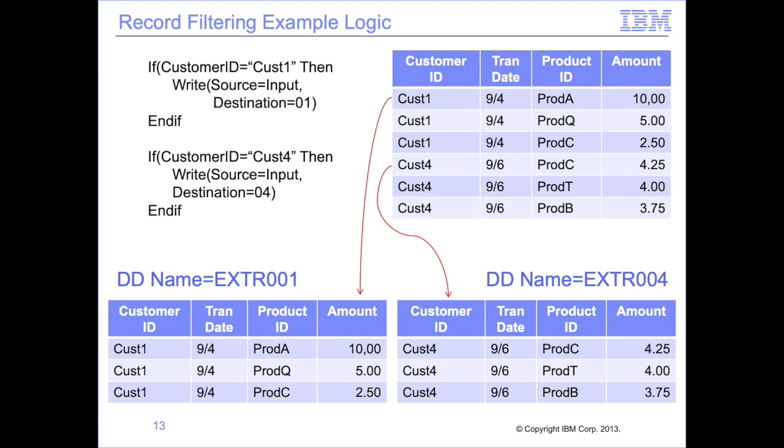In this example, the logic is the record filter test the customer ID. If it is cust1, then the record is copied to the DD name EXTR001 because of the destination equals 01 parameter. The second if statement will copy customer 4 records to EXTR004. Because the logic is mutually exclusive, the customer ID can only be cust1 or cust4, not both. The total output records will equal the input records, except they will be in 2 different files.